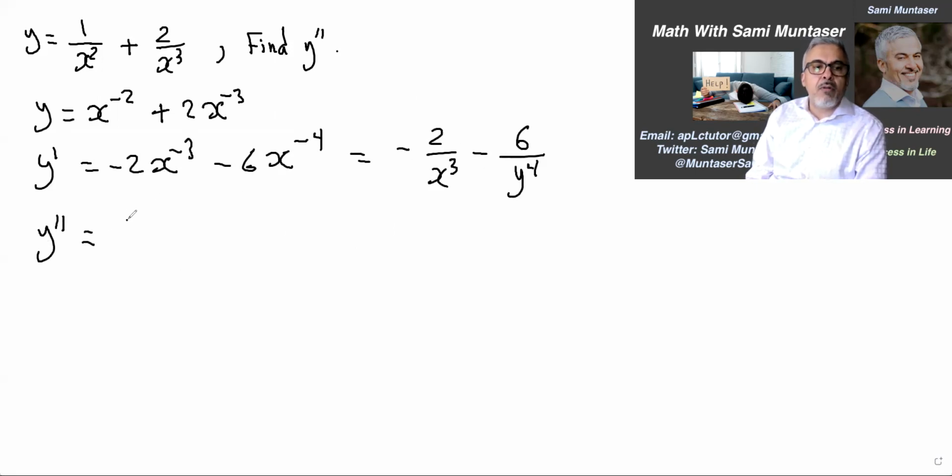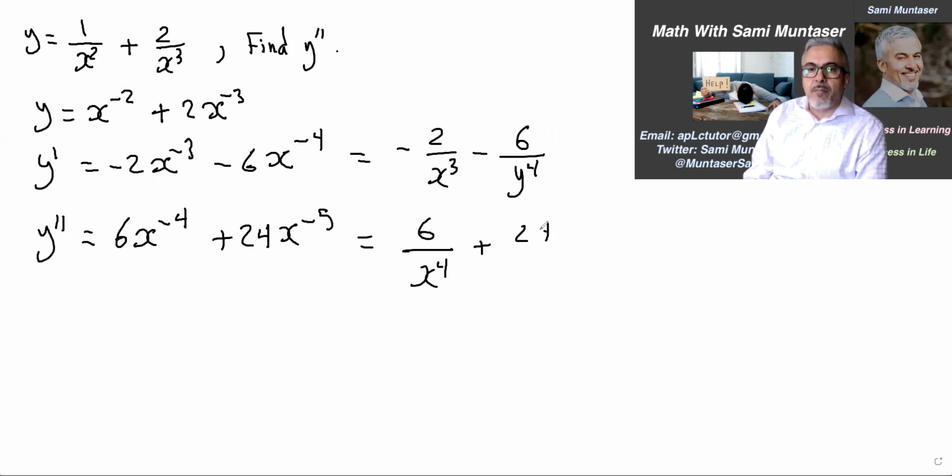So y double prime will be 6x to the negative 4. You know, you're minusing 1. Lots of people here, sometimes they add 1 instead. And then you bring the negative 4, there will be plus 24 x to the negative 5. And therefore, my final answer is 6 over x to the 4 plus 24 over x to the 5. Okay, we will do one more.